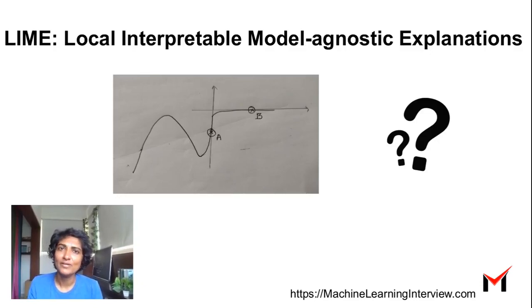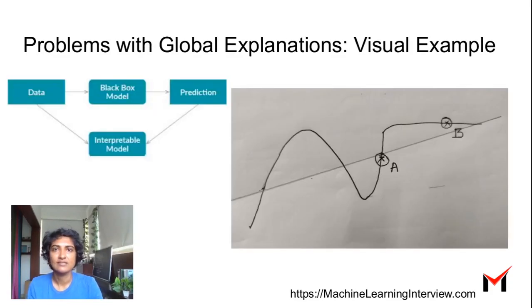LIME is a popular tool for interpretable AI that gives local explanations. Let's see how this works. A popular approach in interpretable AI is to approximate more complex models that we need for our tasks with simpler models in order to explain them.